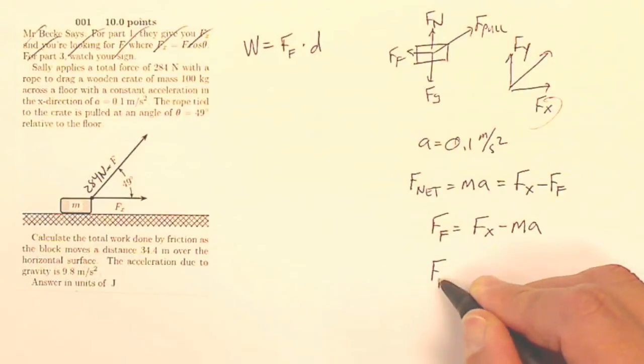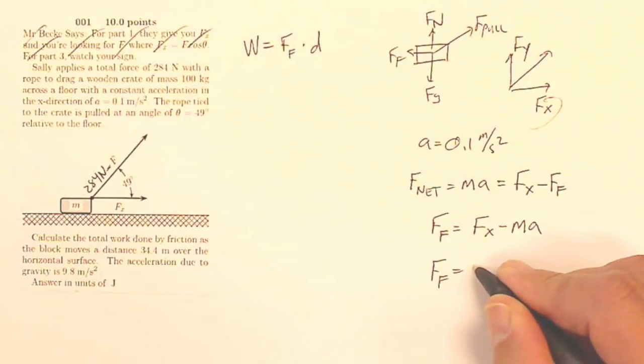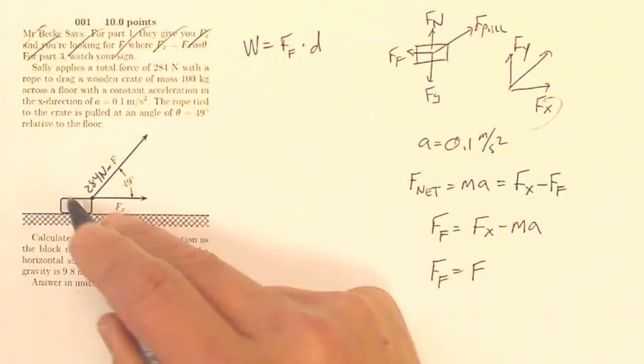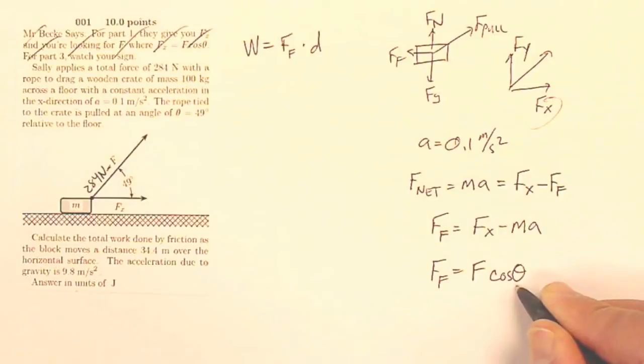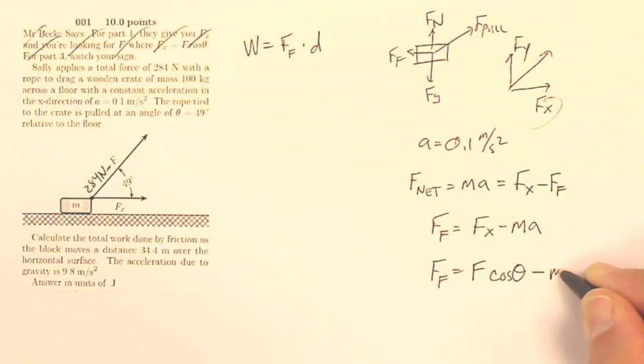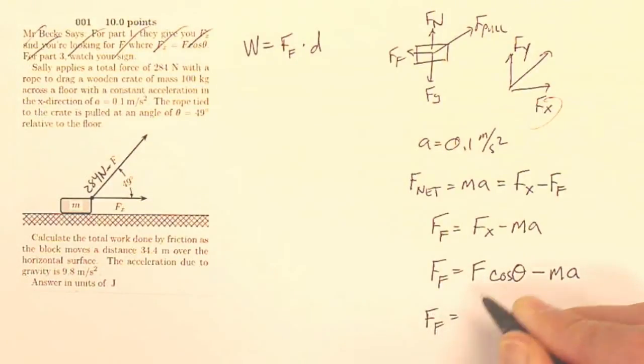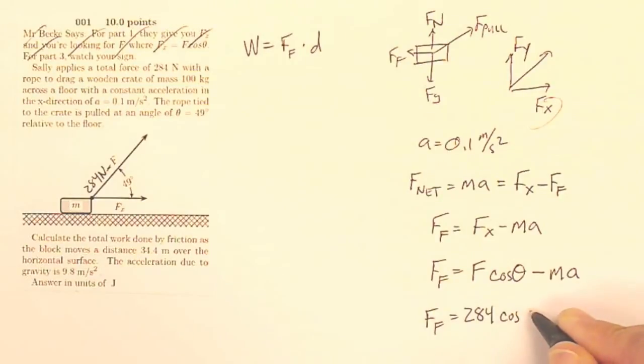So now I'll get Ff equals my Fx, which is my pull force times the cosine of theta to get my x component, minus the mass of the block times the acceleration of the block. So for me, my force of friction is going to be my force of 284 times the cosine of 49 degrees, minus the mass of 100 kilograms times my acceleration of 0.1. When I do that, I will get myself a force of friction.